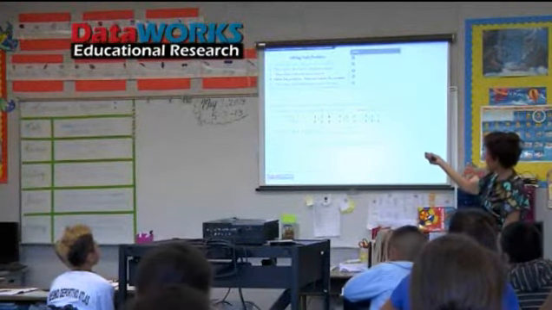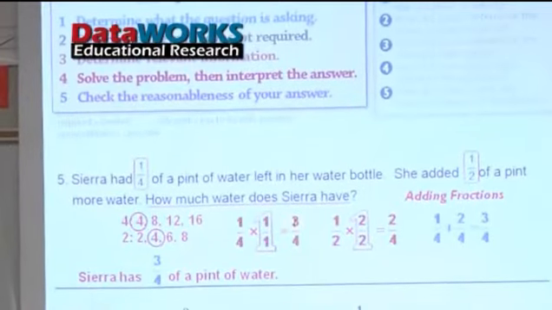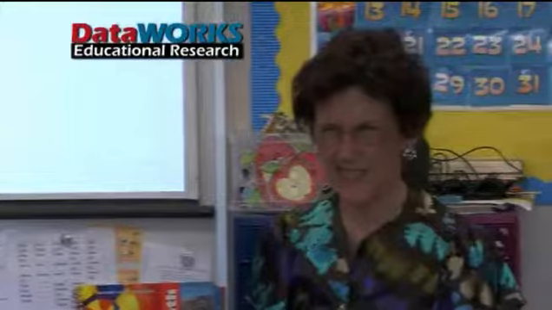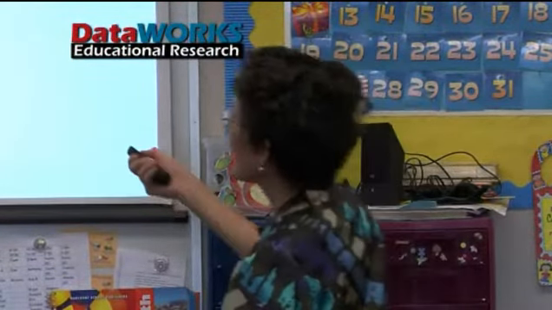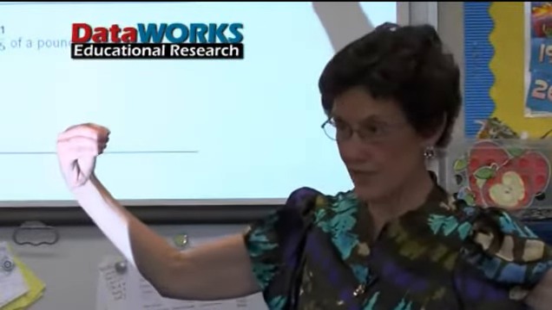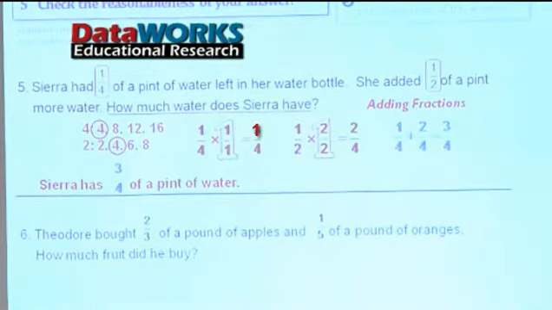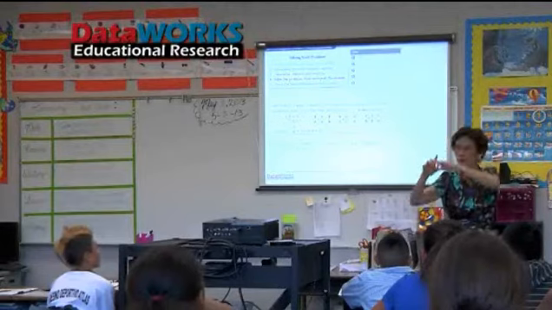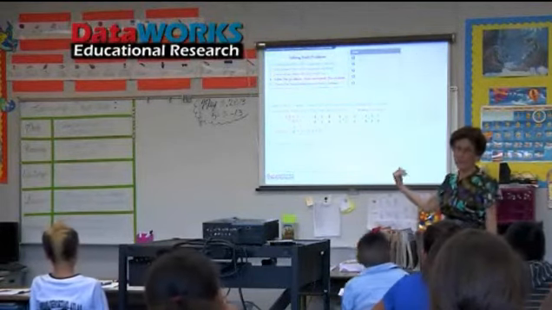Check the reasonableness of your answer. Can we read that? Check the reasonableness of your answer. And the reasonableness, what that means, is: is this something that makes sense? Can we trust this answer? So I know that when I add fractions, at the end I'm going to have a bigger fraction, isn't it? At the beginning I have 1/4 and at the end I had 3/4. So this answer is reasonable. If this answer were like 1/4 or 1/8, I would say that's not reasonable, because when you add fractions, you get a bigger number, and that's what we got here.